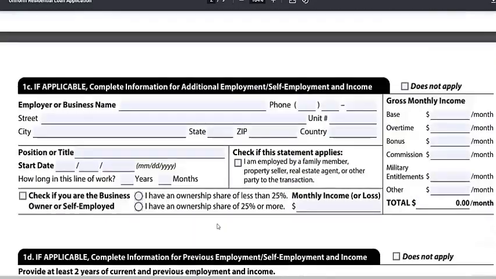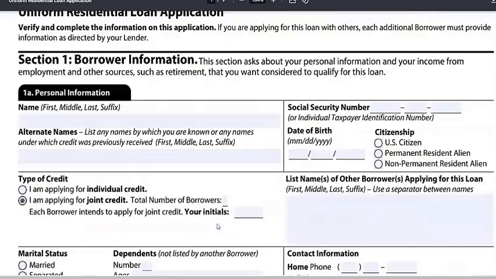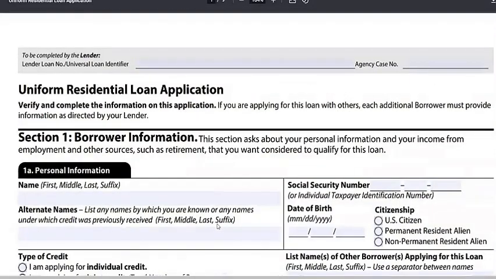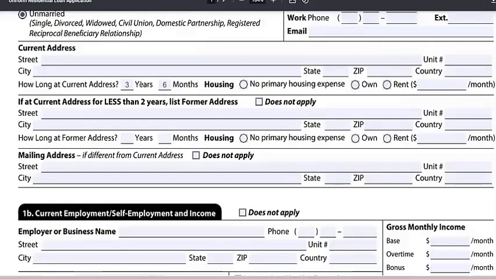Yes, sir. Great. I hope I was able to make you understand the difference between the new 1003 and the old 1003, right? A lot more information has been added to these forms, like how long at the current address, 3 years, 6 months, let's say, and housing, no primary housing expense. So maybe someone is living at the current address for 3 years, but they don't have any primary housing expense.